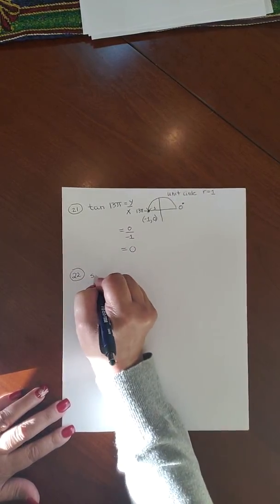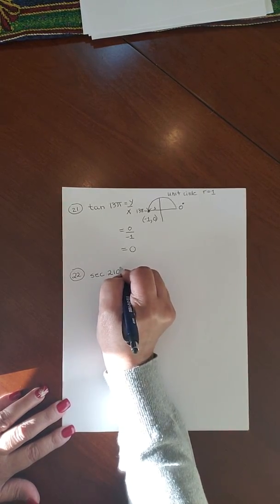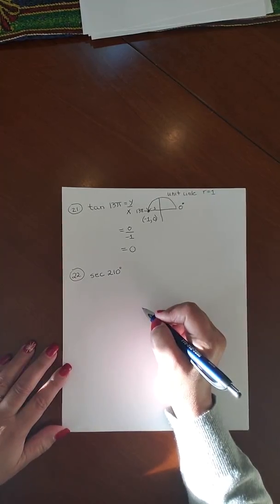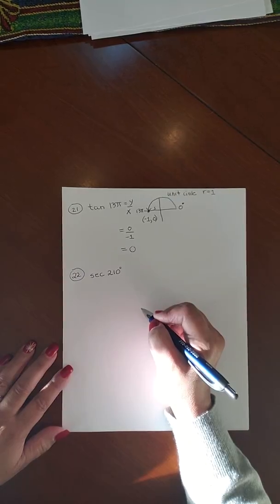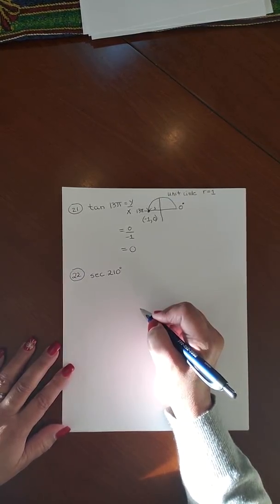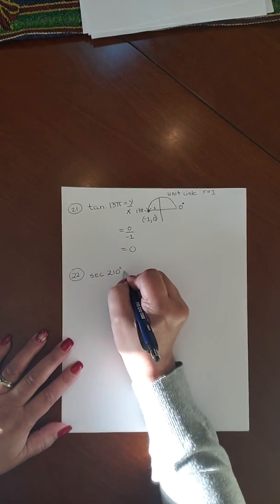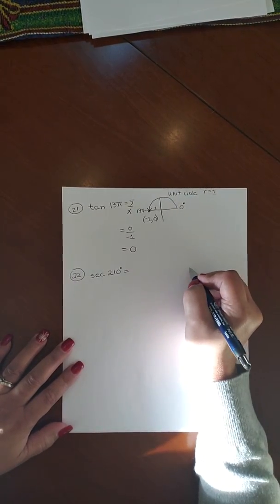22, secant of 210. Now we start to get into having to understand reference angles of 30 degrees, 45 degrees, or 60 degrees. Those are all special right triangles for which you are expected to have the values on the triangle memorized. This has to do with, which you'll see when I rotate, what the reference angle is, which is going to dictate how the triangle looks.